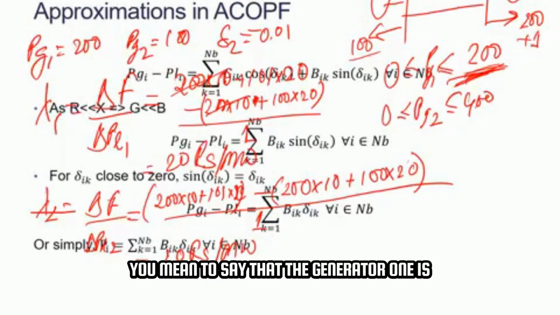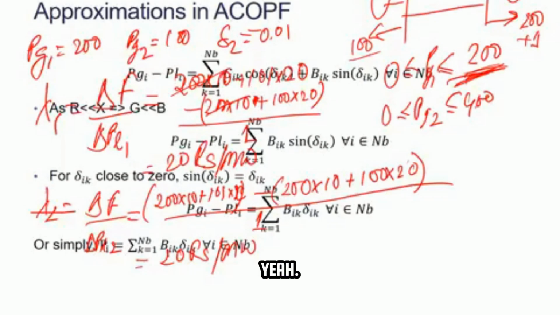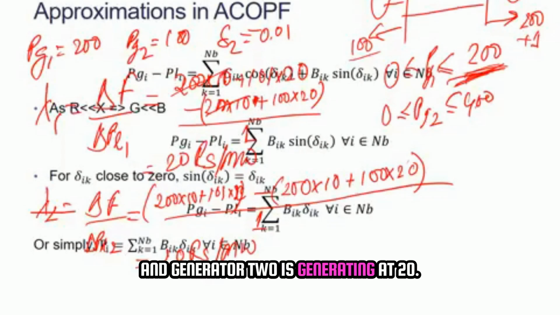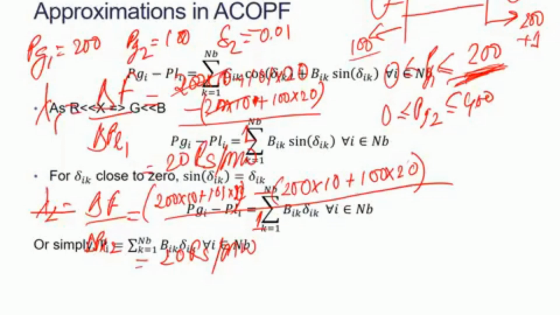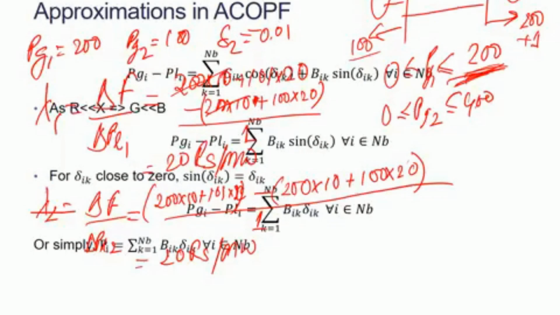You mean to say that generator 1 is generating 200 megawatt at 10 rupees per megawatt, and generator 2 is generating at 20. Even then bus 1 is paying 20 rupees per megawatt. I think the price will be less in generator 2. No, it will be this only.